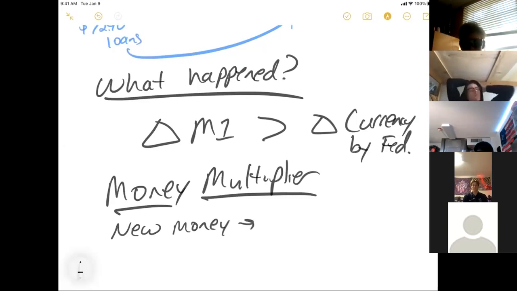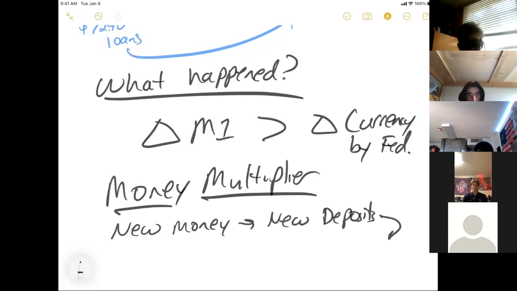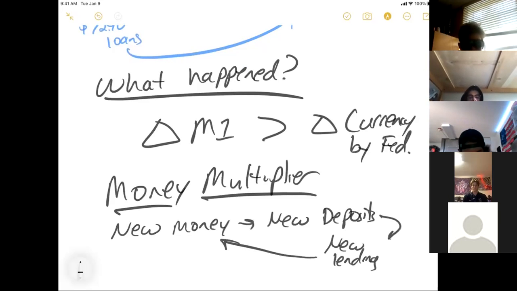New money leads to new deposits, which leads to new lending, which leads to new money, which leads to new deposits, which leads to new lending, on and on in a cycle, in a circle. That's a bad circle I just wrote up there, but hopefully you get it. There's a money multiplier. Just like we had a government spending multiplier yesterday or a tax multiplier, it's very much the same kind of idea.